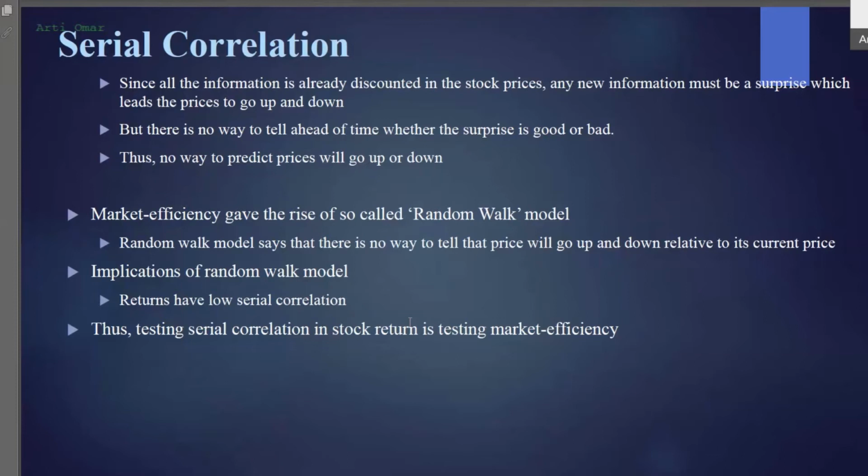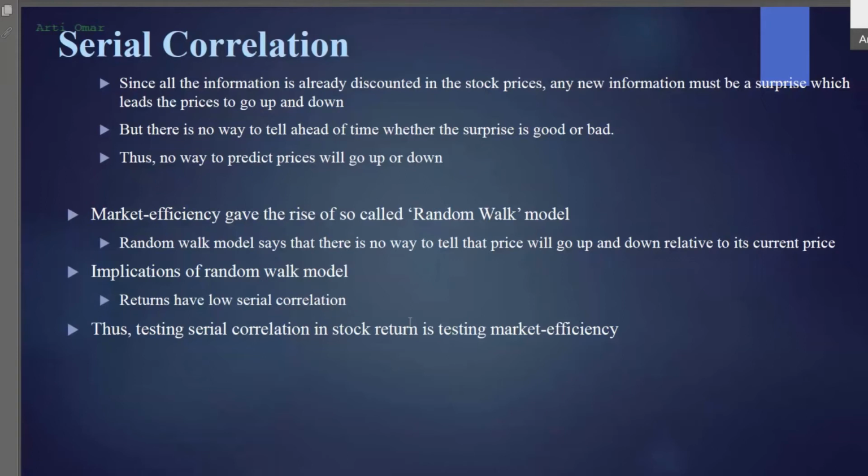So that means there is no way to predict prices to go up and down. That gives rise to the random walk model. I hope you understand how the random walk model has evolved from the market efficiency theory. The random walk model says that there is no way to tell whether the prices will go up or down relative to the current prices, whereas market efficiency theory says that all the information has been discounted in the current prices, what we see today. So now, what are the implications of the random walk model?